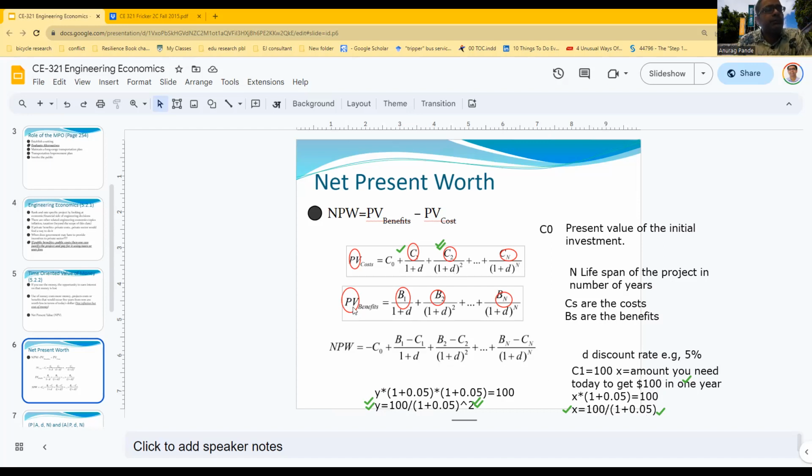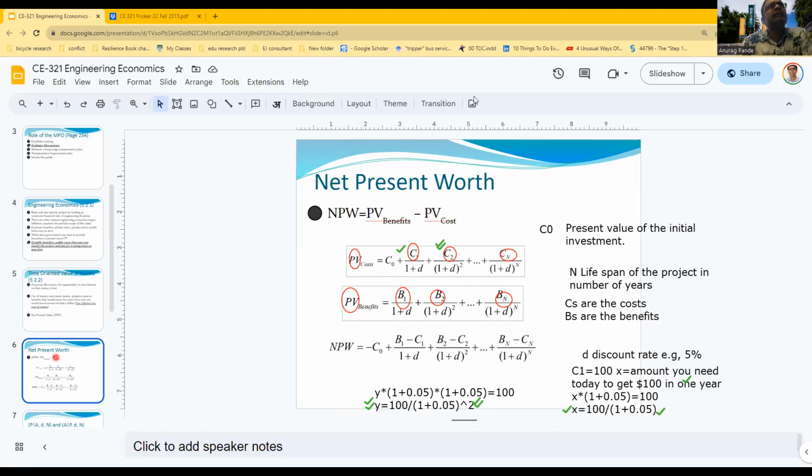And you can do the same thing with benefits. There are no benefits right away because you haven't built the project. The benefits start accruing only after the project is built. So you get B1 over 1 plus D, B2 over 1 plus D whole squared, and Bn over 1 plus D raised to power n. And if you want the net present worth, it's basically just benefit minus the cost. So you take this equation and subtract this equation from it, and you get this equation right here.